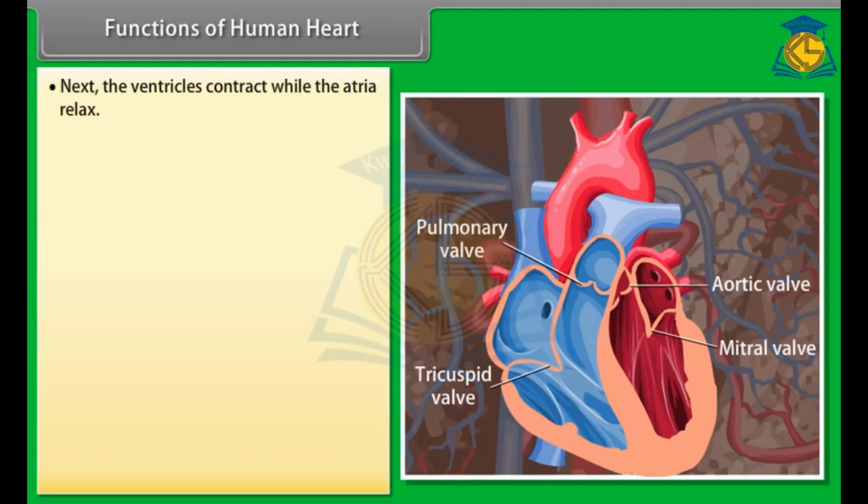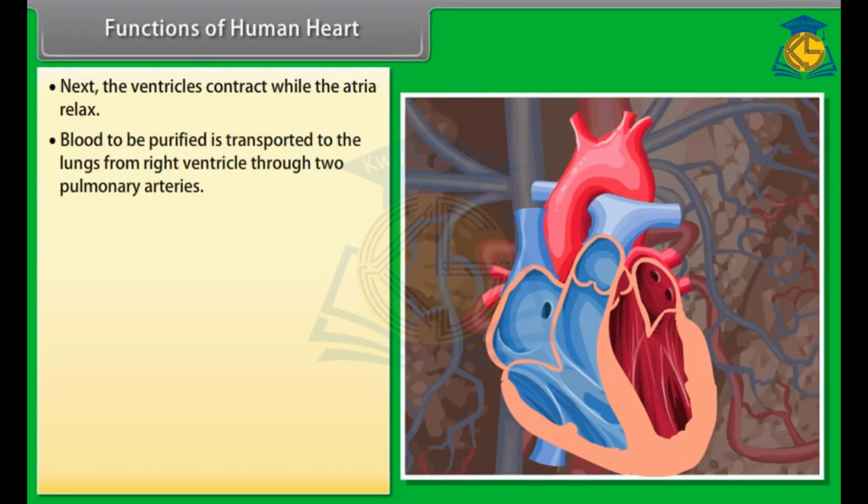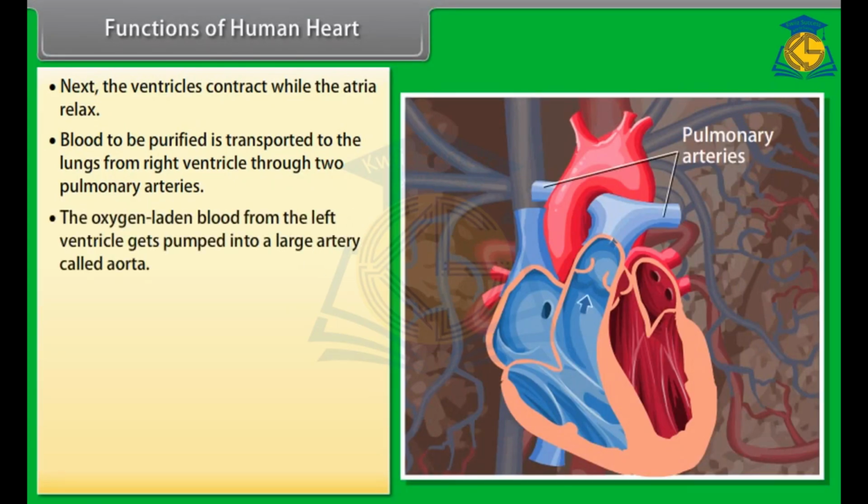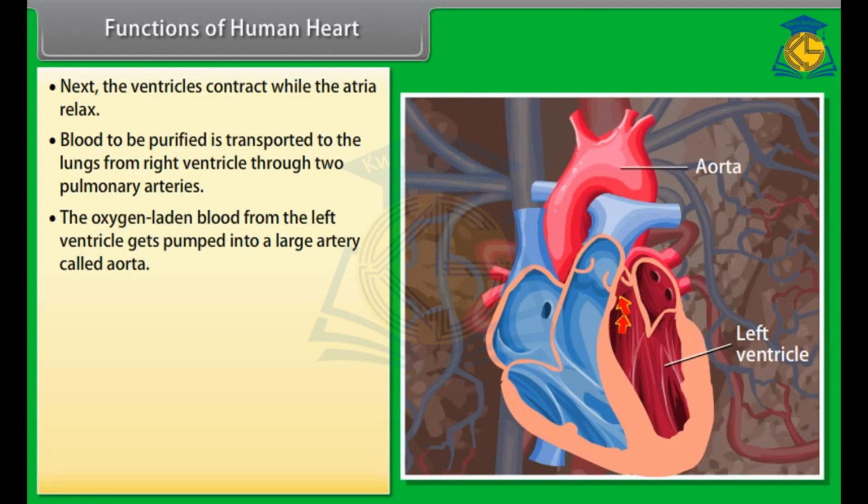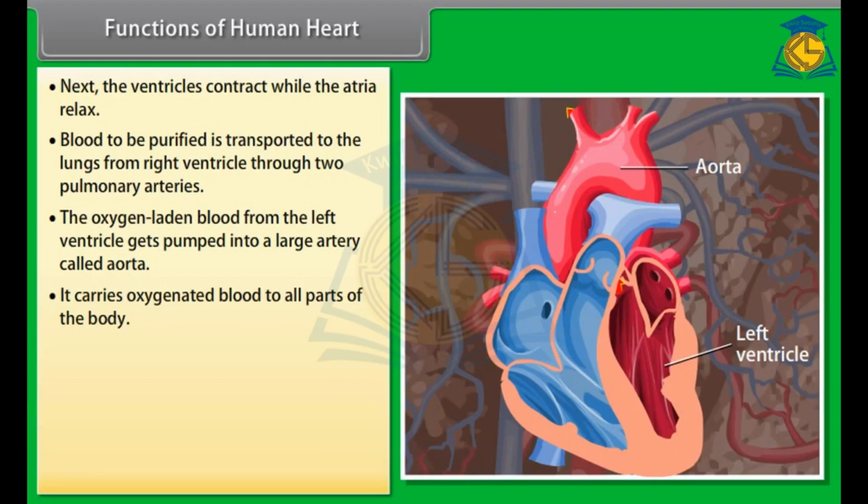Next, the ventricles contract while the atria relax. Blood to be purified is transported to the lungs from the right ventricle through 2 pulmonary arteries. The oxygen-laden blood from the left ventricle gets pumped into a large artery called the aorta. It carries oxygenated blood to all parts of the body.